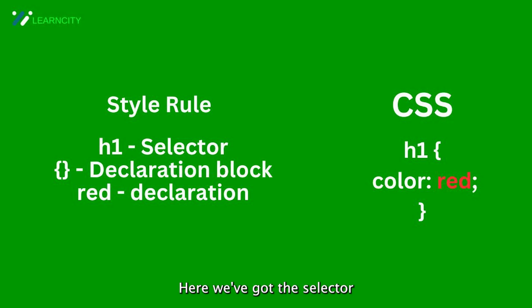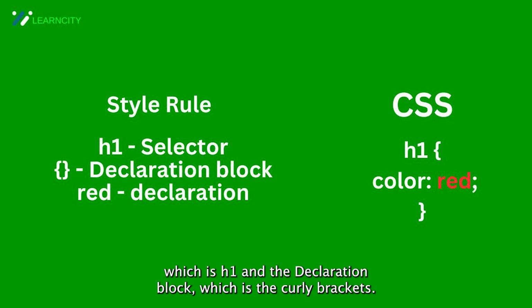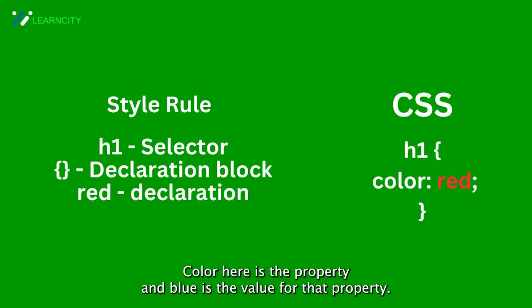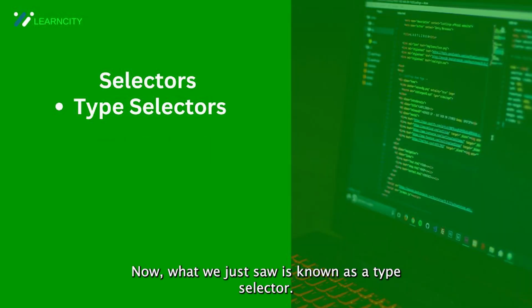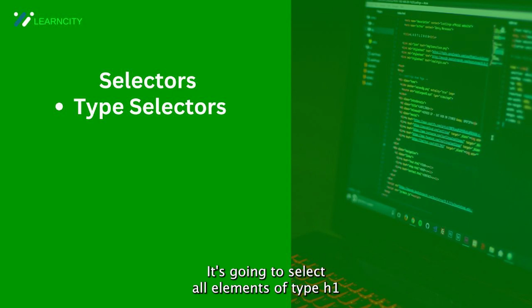Here, we've got the selector, which is H1, and the declaration block, which is the curly brackets. Color here is the property, and blue is the value for that property. Do you get that? Now, what we just saw is known as a type selector. It's going to select all elements of type heading 1.